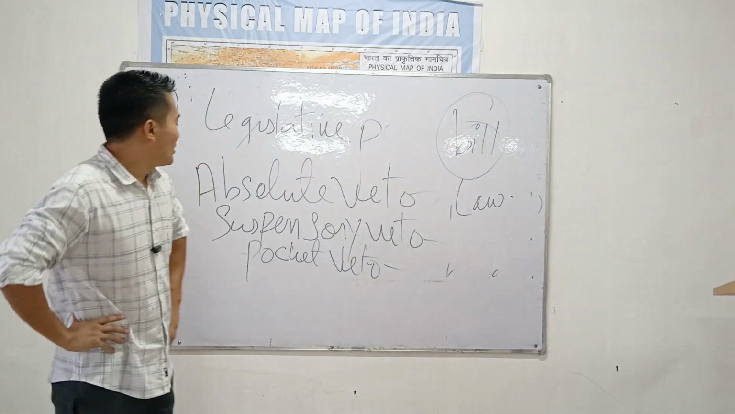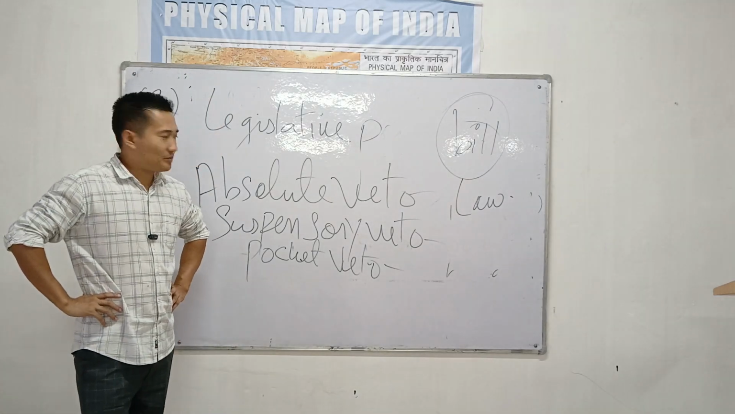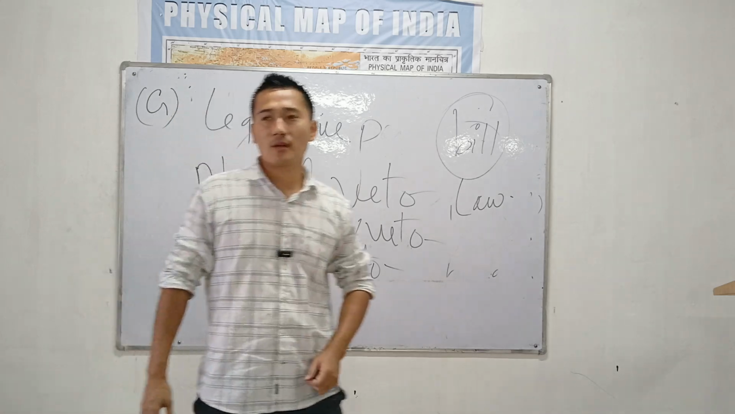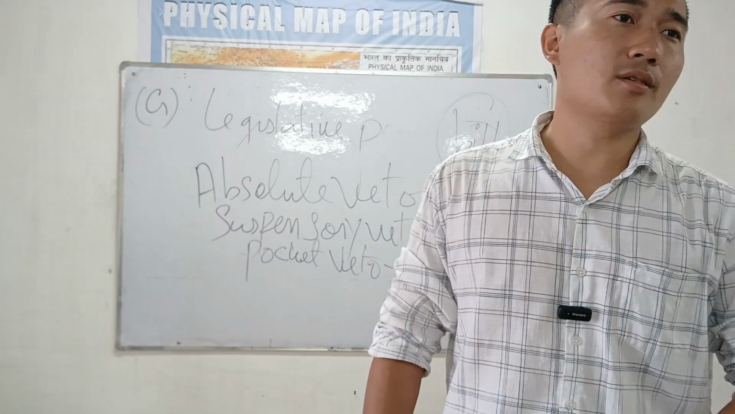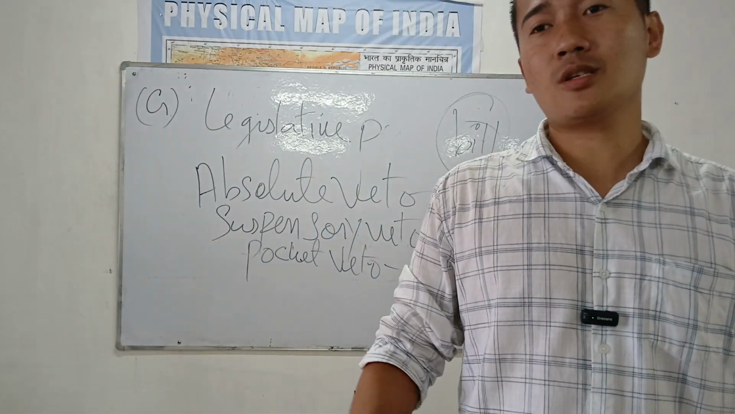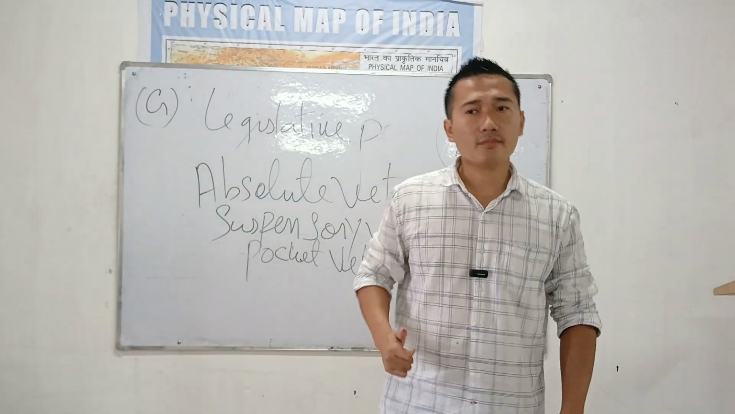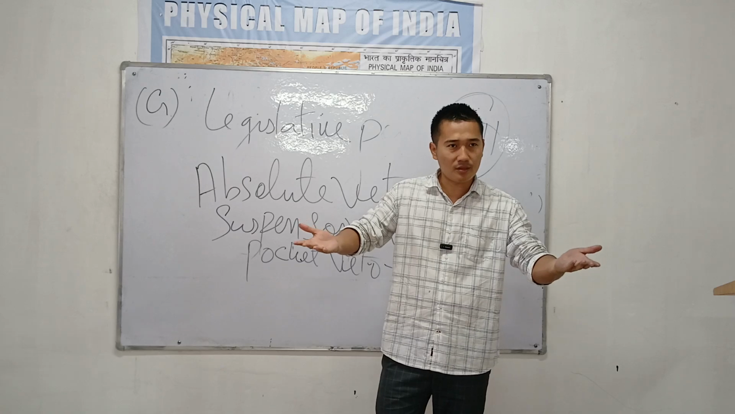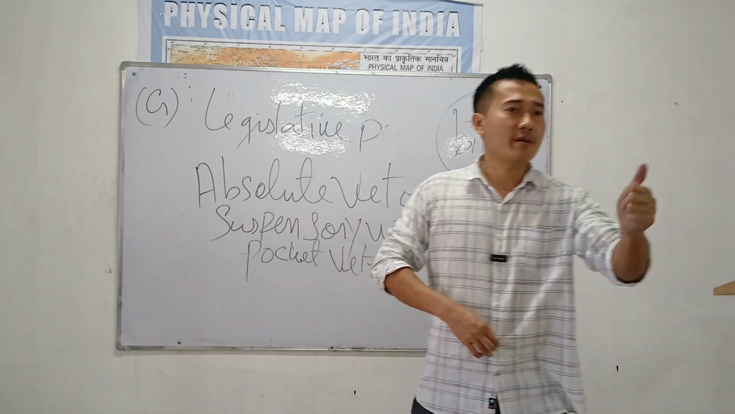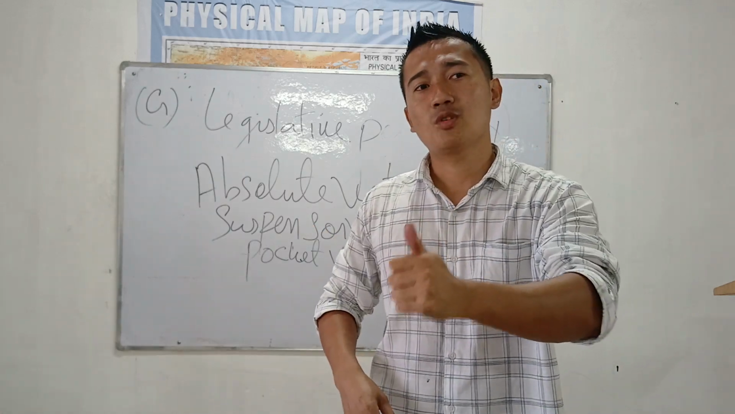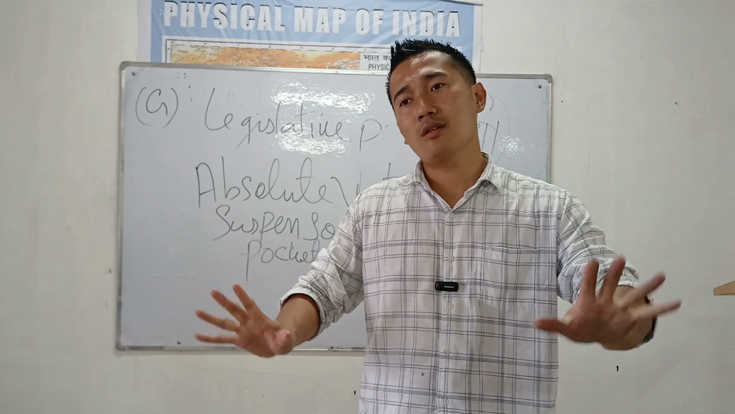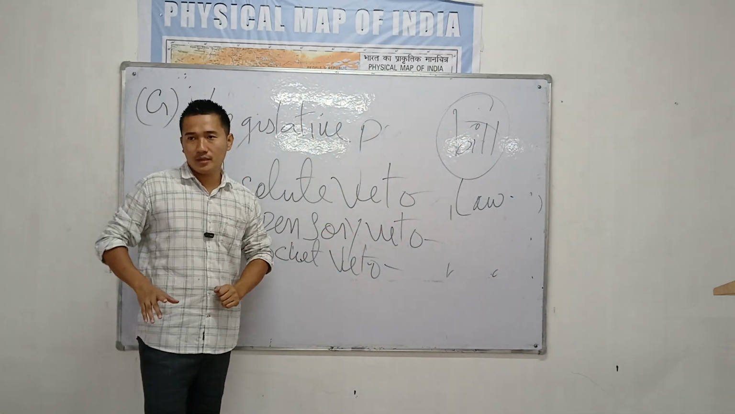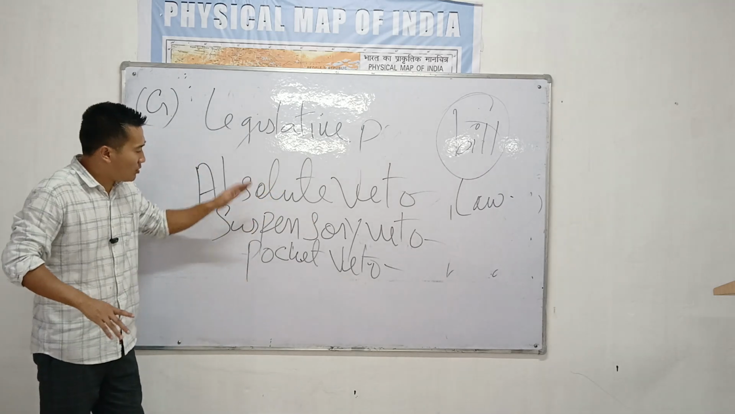Now we will discuss veto. Veto means absolute power. You say, I will not come to the coaching center. That is your decision, an absolute decision. You decide, this year I will appear in this exam. That is your decision. You have taken absolute decisions. So veto means absolute power. You say no, you say yes. That's all. So the President of India has three types of absolute power: absolute veto, suspensory veto, and pocket veto.